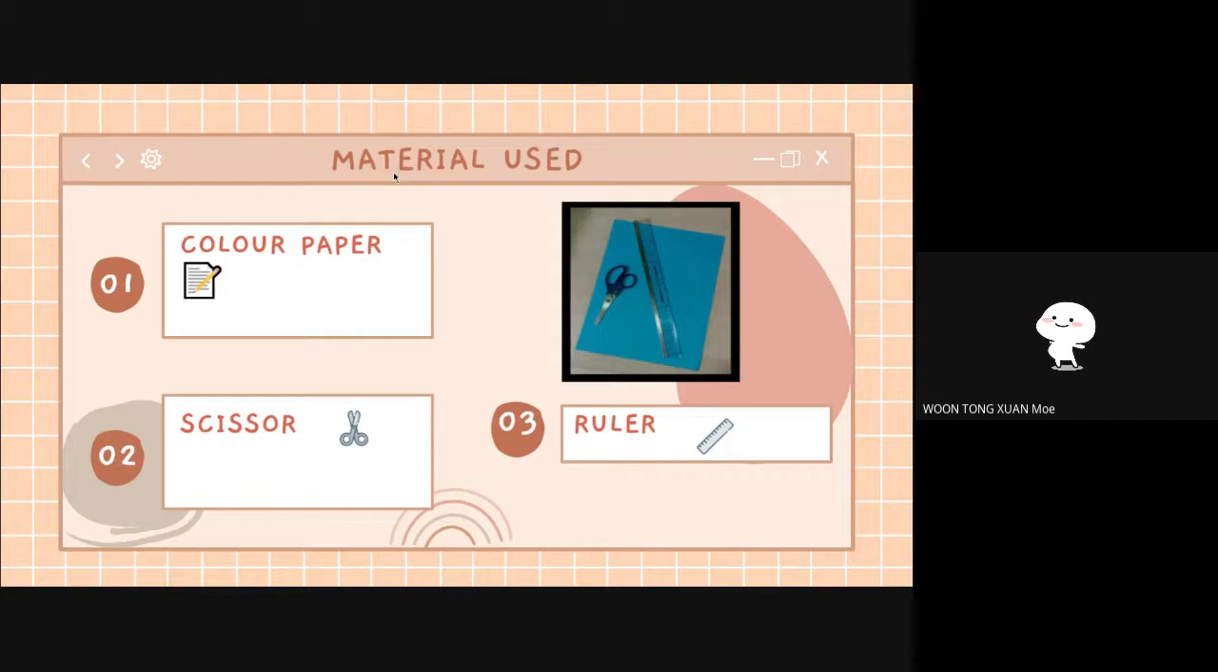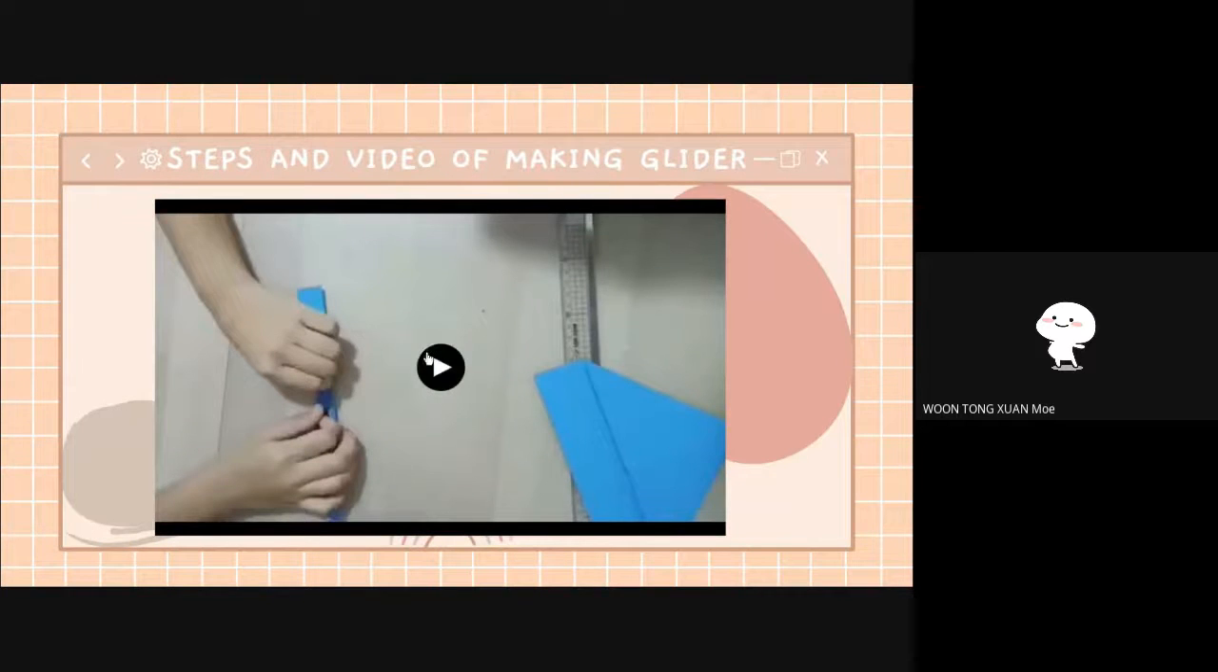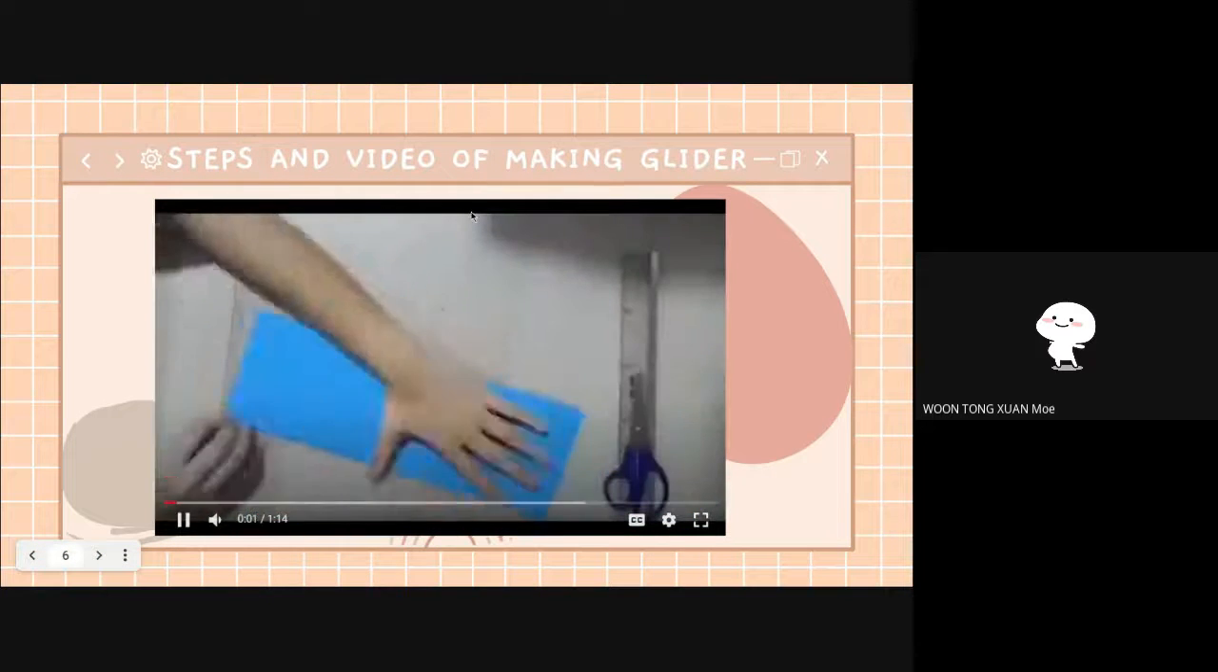This is the material that I use to make my glider. It's color paper, scissors, and ruler. It's very simple. And these are the steps and video of making my glider.